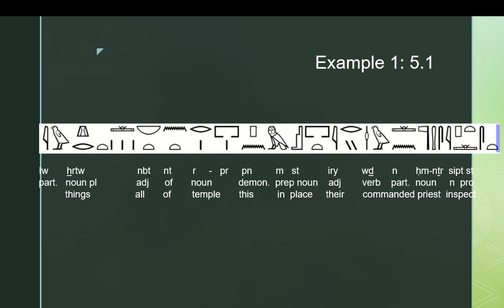Net is our possessive, so it's the things of something, specifically of the temple, the house of the mouth, and this temple, because of our demonstrative. And that's our subject in a non-verbal sentence. Remember, the non-verbal sentence is made up of three basic parts.